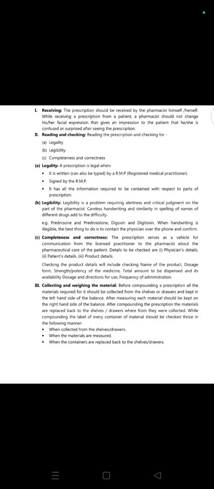Then model format is included. Then handling of prescription. The following procedures should be adopted by the pharmacist while handling the prescription for compounding and dispensing. First one is receiving, then reading and checking, collecting and weighing the materials, compounding, labeling and packaging. Then receiving.